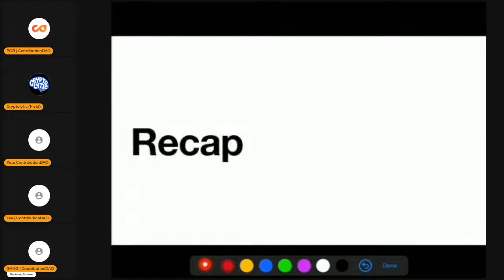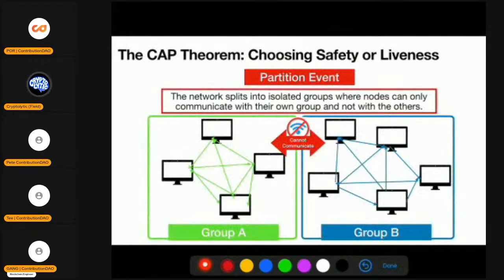About the recap: in the previous lecture, we talked about the CAP theorem. CAP stands for C, consistency, A, availability, and P, partition. It states that in the event of a partition, which means there is a network problem and the network is split into many subgroups that cannot talk with each other, each group is isolated so that they cannot communicate across groups.